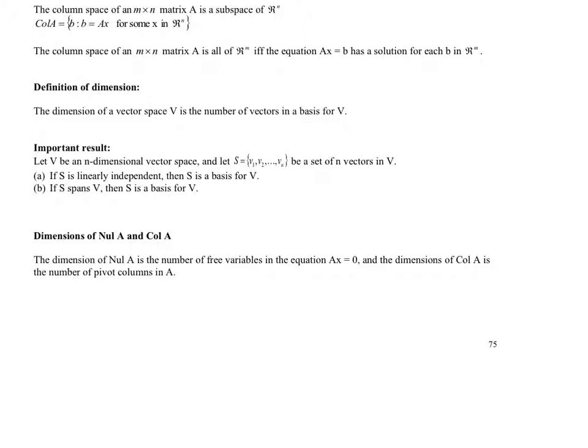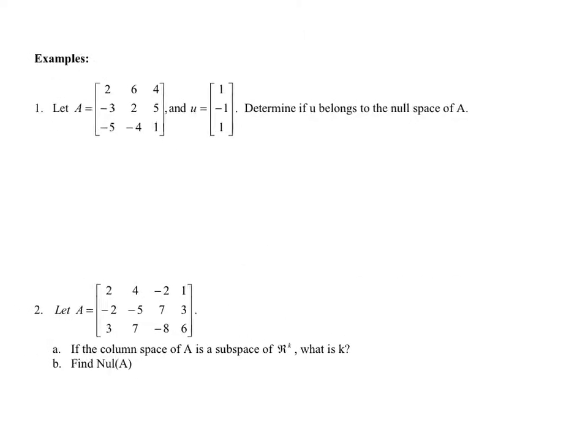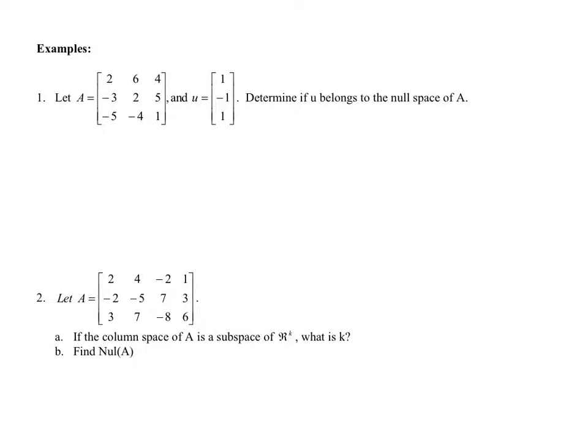All right, so again, the dimension of null A is the number of free variables in the equation. The dimension of column space A is the number of pivot columns in A. So really, it's all the same. We've been doing this the whole time. It's just we're talking about it in a different capacity.